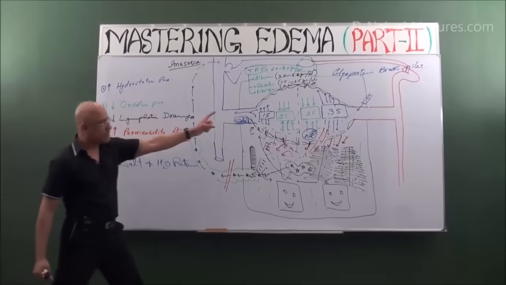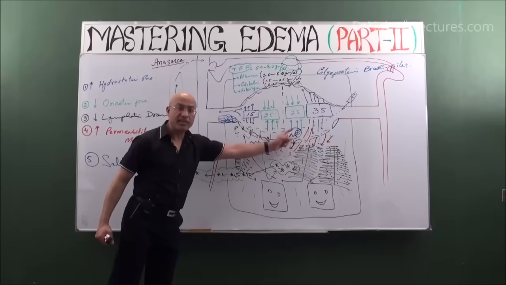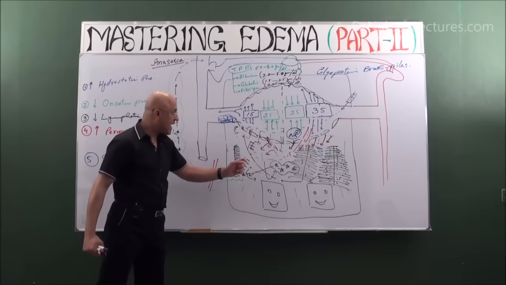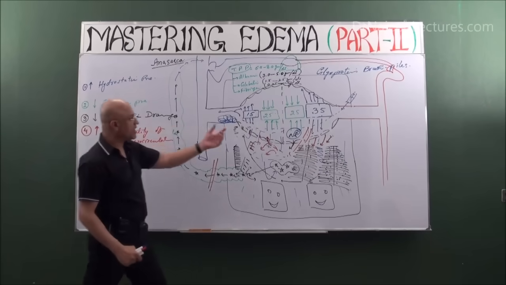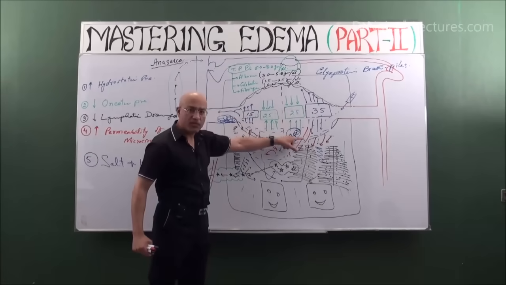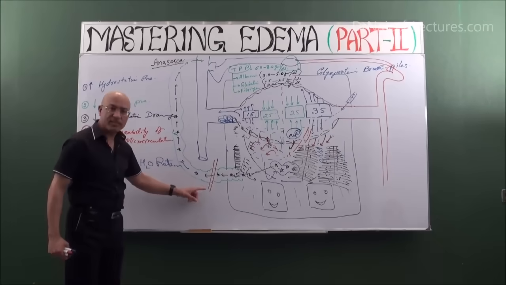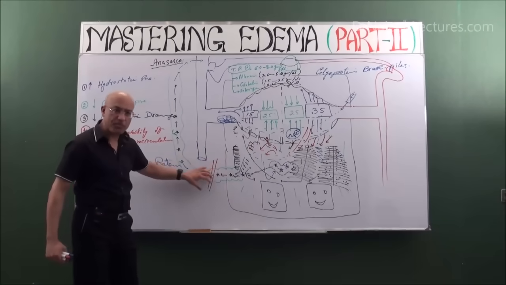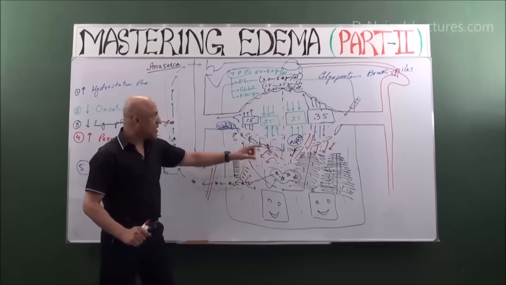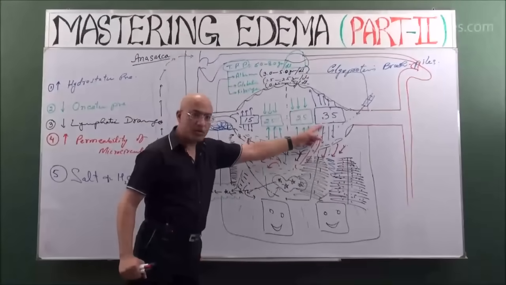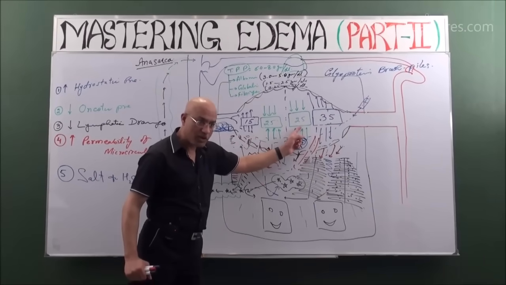Hydrostatic pressure can produce edema by increasing the filtration pressure and decreasing the reabsorption pressure. With less osmotic pressure, again filtration is more and reabsorption is less. Or with lymphatic drainage impaired, fluid accumulates here. But here we have to remember, edema due to increased hydrostatic pressure or due to decreased oncotic pressure.